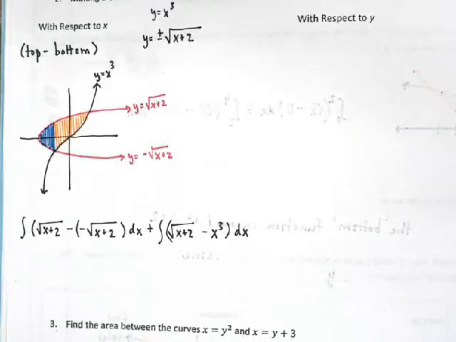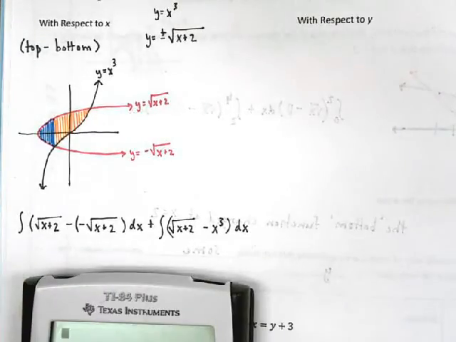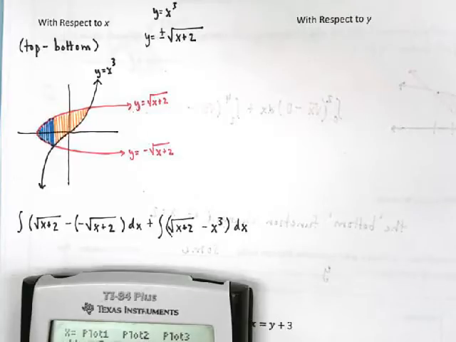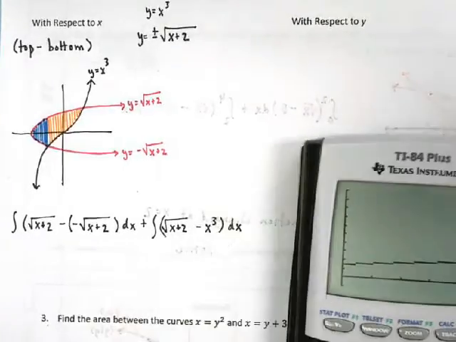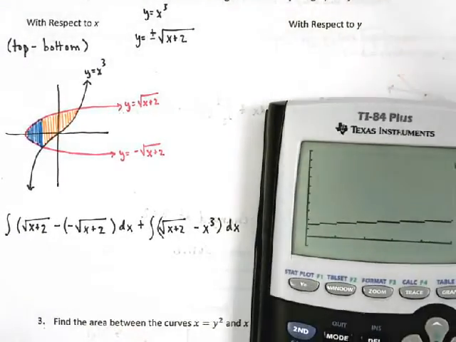Now, we're going to go ahead and use our calculator to find these limits. So let's see. I'm going to put these graphs in. I've got square root of x plus 2. I've got the opposite square root of x plus 2. And I've got x cubed. I need to change my window. I should put this in a place where you guys can see that.